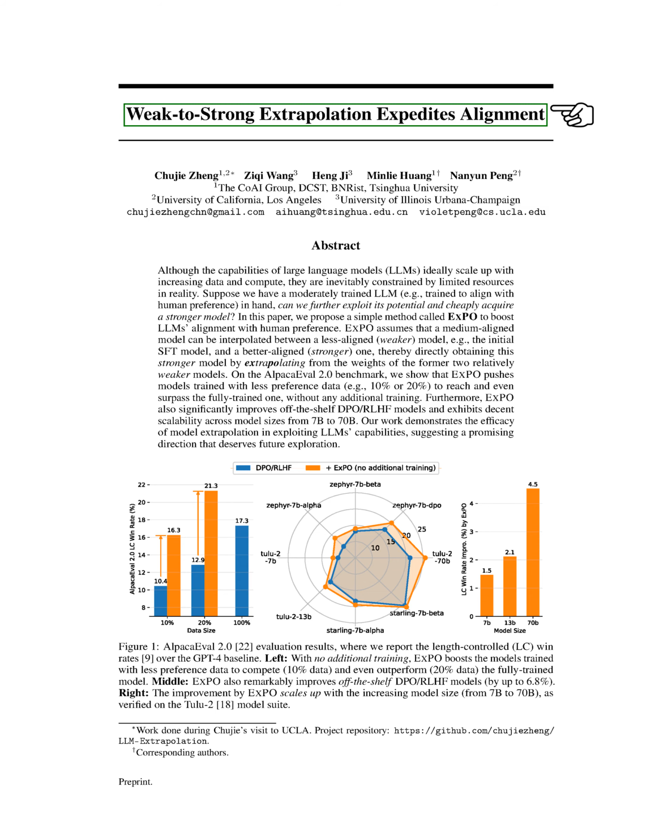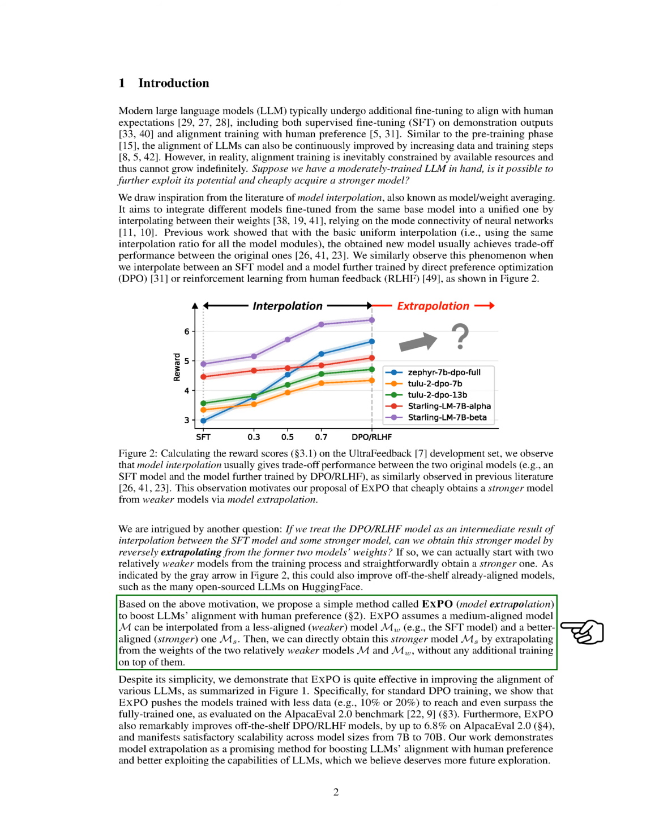Section: Introduction. In this section, we explore how to enhance large language models, LLMs, by leveraging model interpolation techniques. We aim to improve the alignment of LLMs with human expectations through a method called EXPO, model extrapolation. The idea is to extrapolate a stronger model from two relatively weaker models without the need for additional training. By doing so, we can boost the performance of LLMs in line with human preferences.